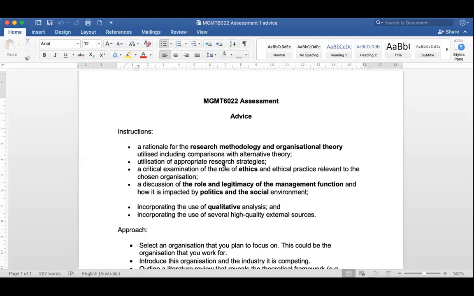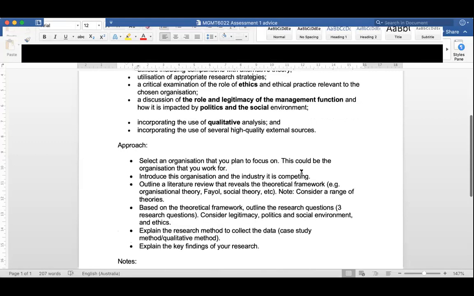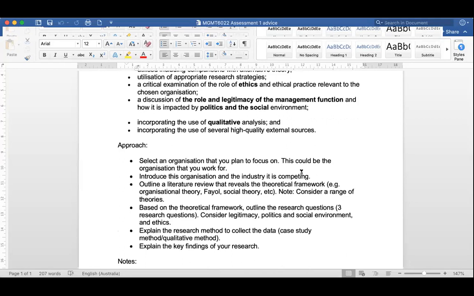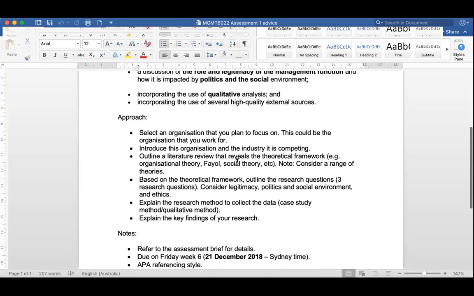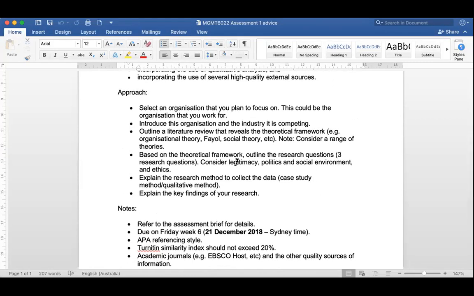Okay, now in doing so, I have outlined my advice. This is my advice, and if you look at that, the words in bold are the ones that we also need to crunch. There are some hints. Okay, so that's the approach. Okay, you select the organization that you want to focus on. Okay, introduce this organization.